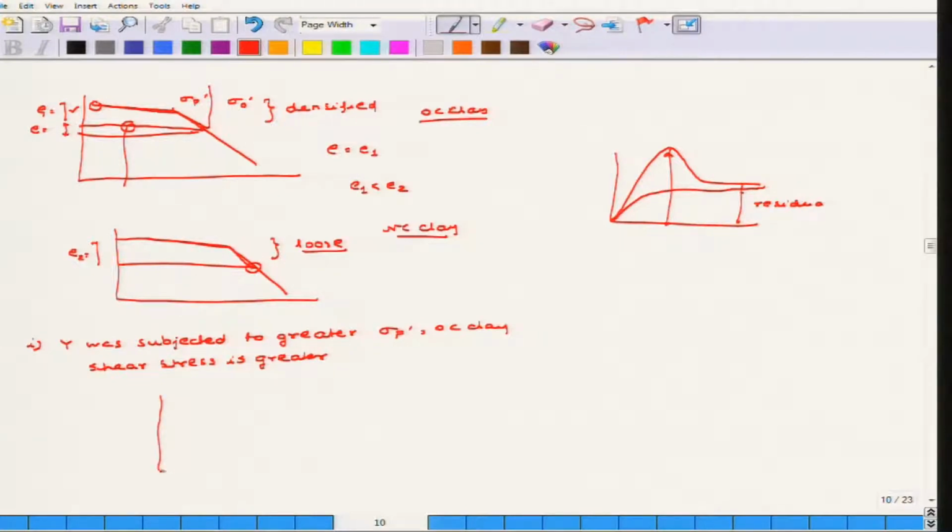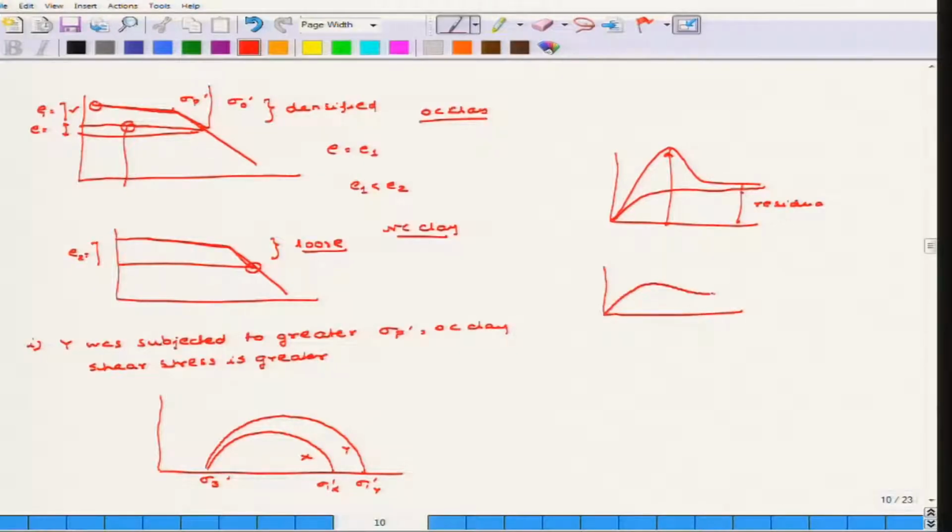So let us draw the Mohr circle in this case. This is sigma 3 dash, let us say, and this is sigma 1 dash for, let us say, Y, and this is sigma 1 dash for X. Now here the strain rate is very low, so whether you go for X or Y, in both cases the effective stress is equivalent to the total stress. Now remember that all these cases are regarding only one soil sample. If the two soil samples are entirely different from one another, then the dense and the loose may not behave in the same way.